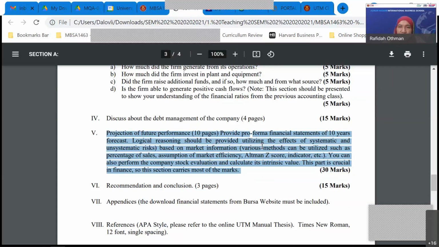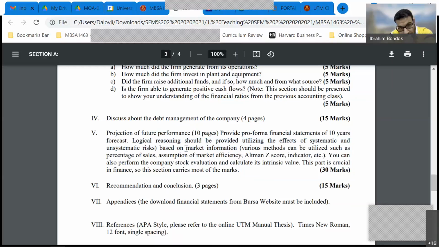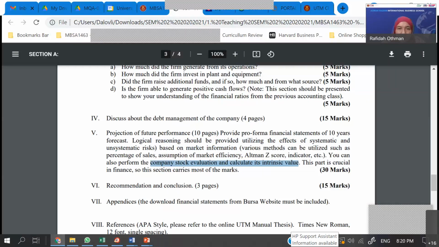So based on the market, are you talking about this one? Yes, Doctor. Okay, so you look into the market information. Look at the share prices of the stock. That's why I said that, also perform the company stock evaluation and calculate intrinsic value. Company stock forecasting, this we will take in this session, inshallah.